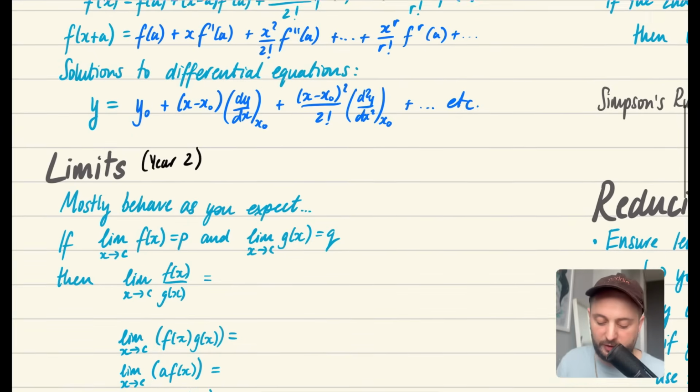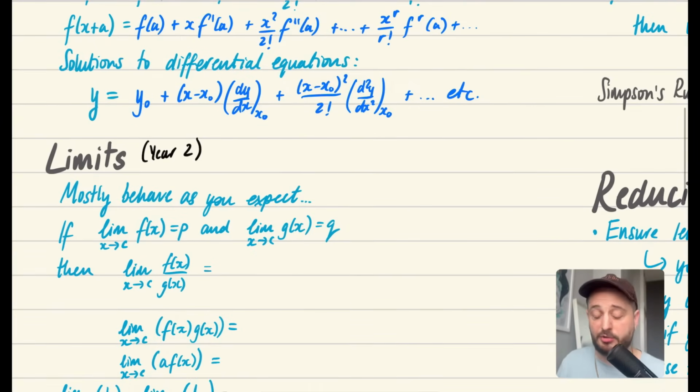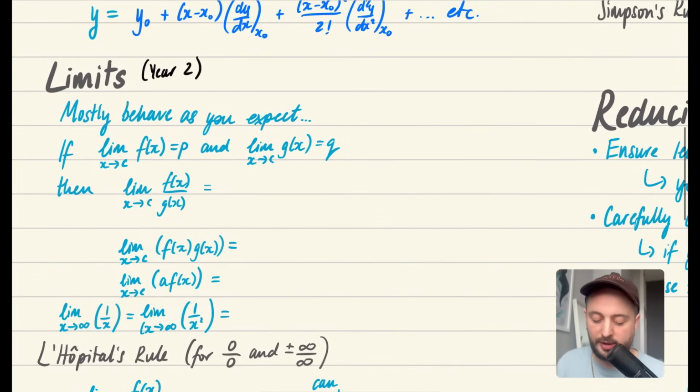So limits that we've got. Limits is a year 2 topic and it's spread across a few chapters, but I've put it all into one place here so that we can hopefully get a better idea of what is going on. So they mostly behave as you expect. If you have 2 limits of 2 different functions that are both tending towards the same value, so in this case they're tending towards the value of c, then if you divide those 2 functions and find their limit, it is the same thing as just doing the limits to both parts separately.